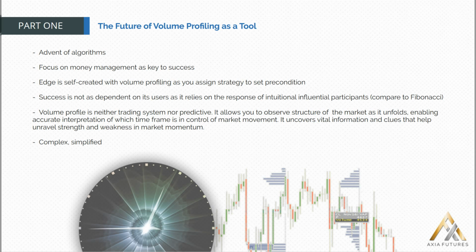Then, success is not as dependent on its users as it relies on the response of institutional, influential participants, compared to Fibonacci. What we're trying to say here is that back in the day, a lot of trading tools used to be successful simply because everyone used them. For instance, the Fibonacci. Back in the day, the 61.8 was very, very popular simply because everyone used to trade the retracement of that key retracement. And because of that, it became a self-fulfilling prophecy that that trade worked. Nowadays, however, it doesn't work so well.